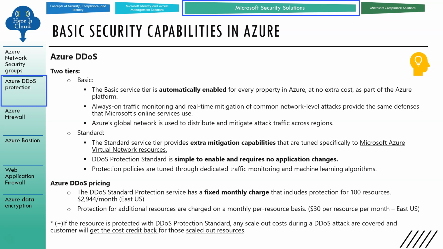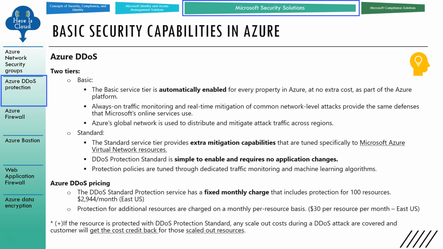And how it is priced, DDoS pricing. So DDoS standard protection service has a fixed monthly charge that includes protection for 100 resources. At the time of this recording, it's almost $3,000 per month. And if you need additional resources, then those are charged on a per resource basis, $30 per resource per month.